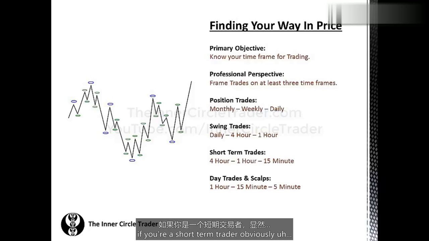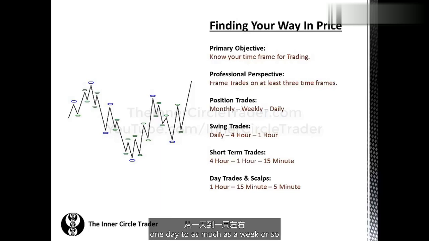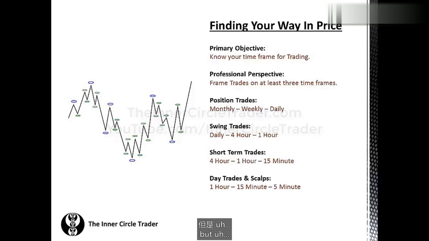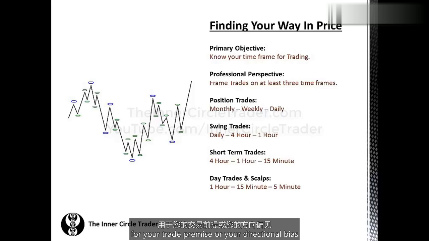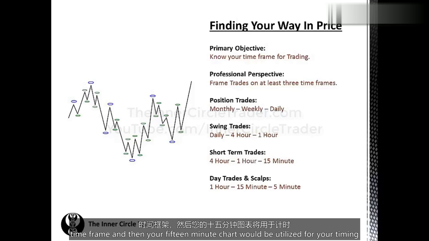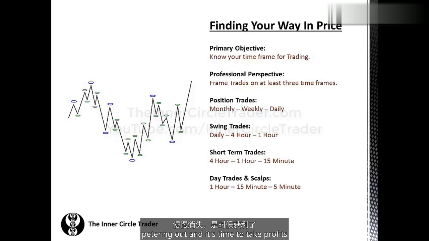If you're a short-term trader, obviously the duration of time for these types of trades could be anywhere between 1 day to as much as a week or so. Swing trading is about a week or more in terms of trade duration, and I forgot to mention that. But for short-term trades, you'll be using the 4-hour chart for your trade premise or your directional bias. And then the 1-hour chart would be your trade management or mid-level time frame. Your 15-minute chart would be utilized for your timing for entry and possibly looking for early reversal signs that your trade may be petering out and it's time to take profits.